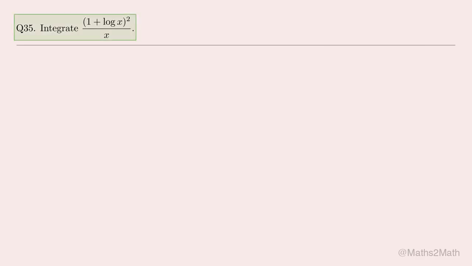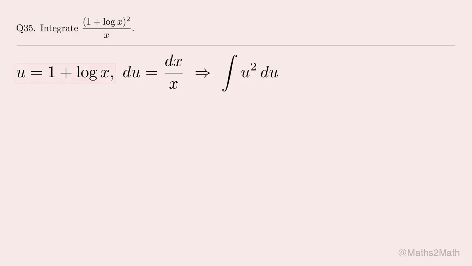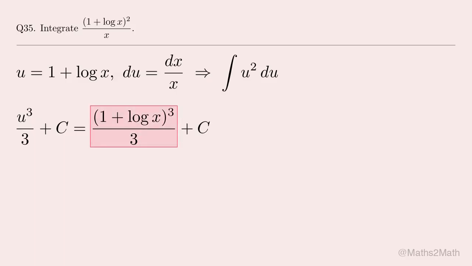Question 35. The square of 1 plus log x with the derivative 1 over x attached. Straight to u squared. U equals 1 plus log x. A third of the cube.